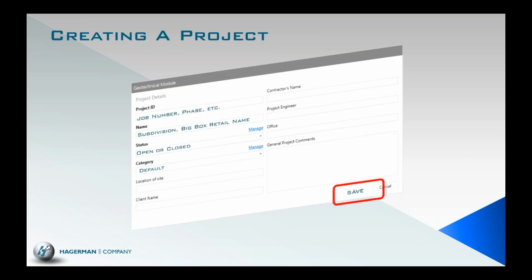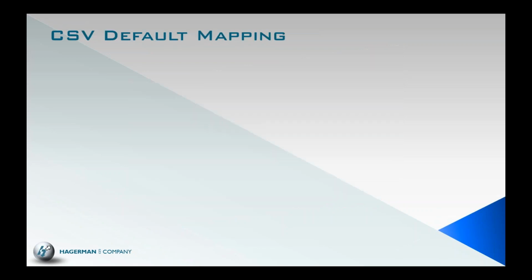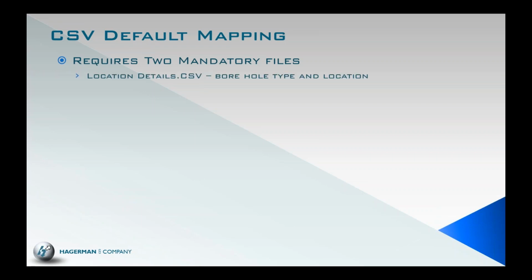Okay. Now, once we get our project created, we're able to access our CSV or AGS files. Okay. Now, I told you a little bit at the beginning, it requires 2 mandatory files. Okay. It requires location details.csv, which is our borehole type and location.